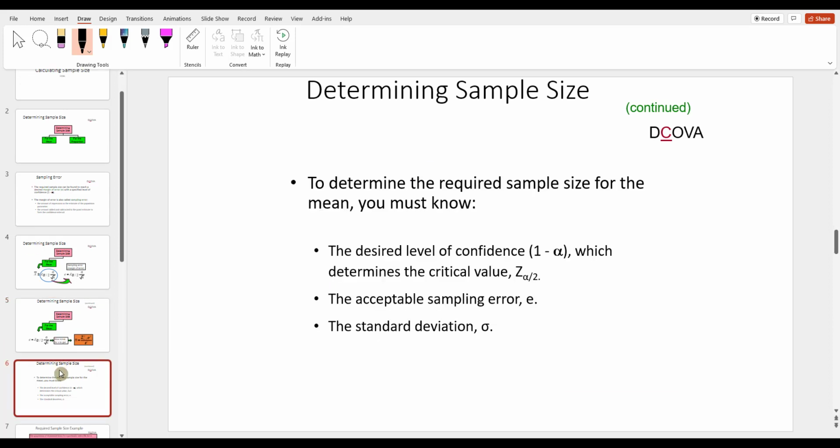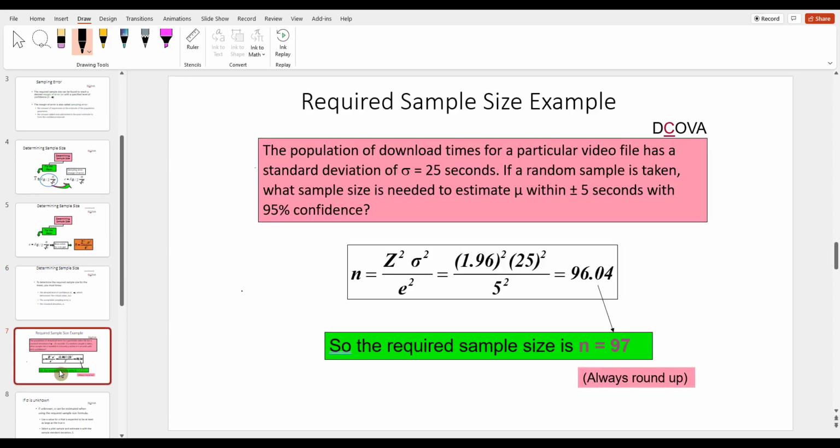To determine the required sample size for the mean, you must know the desired level of confidence. Once again, that's 1 minus alpha. This determines the critical value for z, the acceptable sampling error E, and the standard deviation. So let's look at an example. The population of download times for a particular video file has a standard deviation of 25 seconds. If a random sample is taken, what sample size is needed to estimate mu within 5 seconds with 95% confidence?